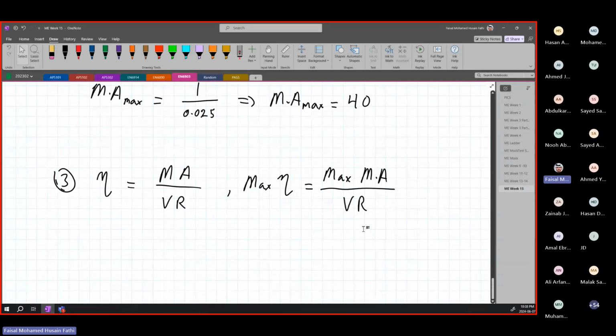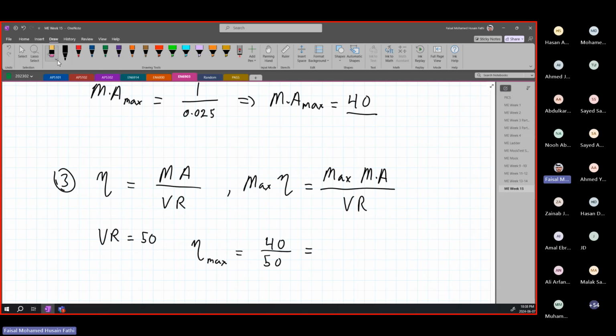It's the same value, it doesn't change. So the VR is the same for the entire system. It will never change. So it's just the value they gave us, and they said that VR is equal to 50. We have found our maximum MA to be 40. So we can say that efficiency max is equal to 40 over 50, times 100, of course. I always forget the times 100, because we're talking about efficiency, which is 80%. All right, that's pretty much it for maximum efficiency and for the law of machine. Let's look at the next question.